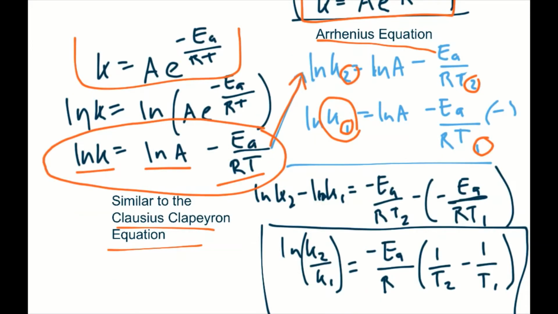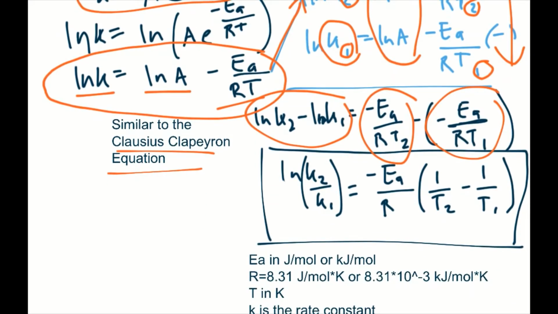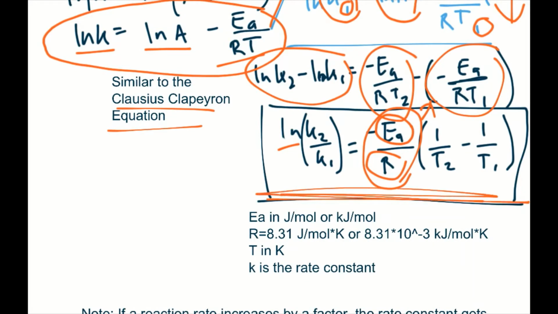So this is a system of equations, and I will subtract these two equations from each other going downwards. You get this minus this is equal to this minus this. Notice how the natural log of A cancels out because ln of A minus ln of A is 0. Simplifying this, we get the natural log of K2 over K1 is equal to the negative of the activation energy over R times 1 over T2 minus 1 over T1. Notice how I factored this out. This equation is very useful because it allows us to find the rate constants at different temperatures.